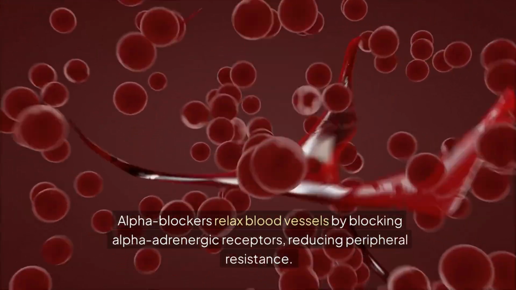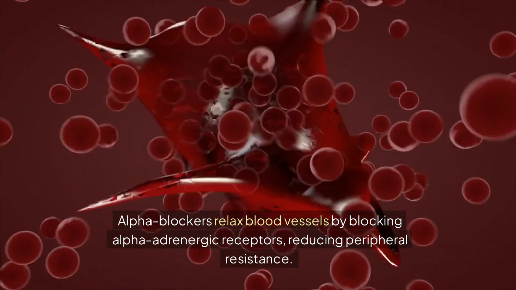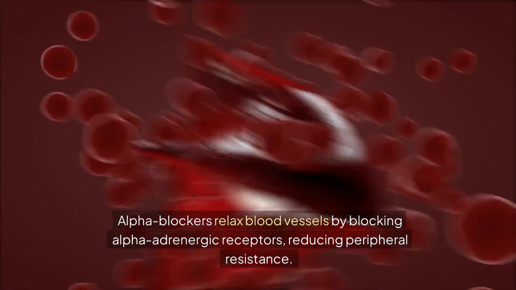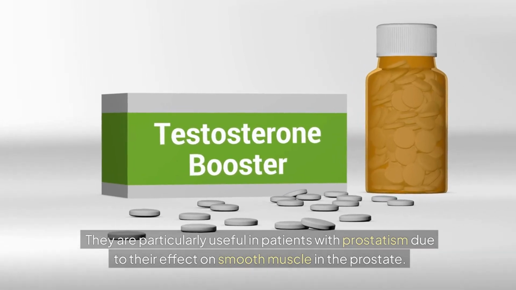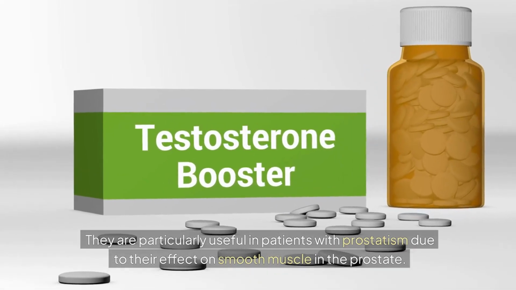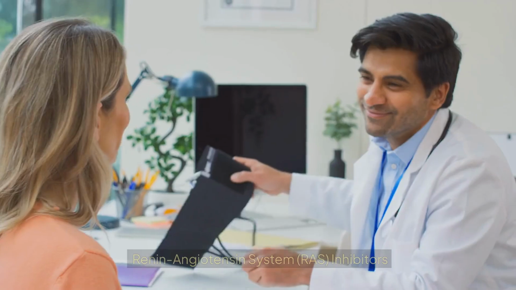Alpha blockers relax blood vessels by blocking alpha adrenergic receptors, reducing peripheral resistance. They are particularly useful in patients with prostatism due to their effect on smooth muscle in the prostate.